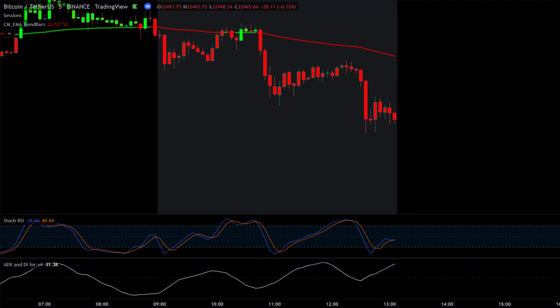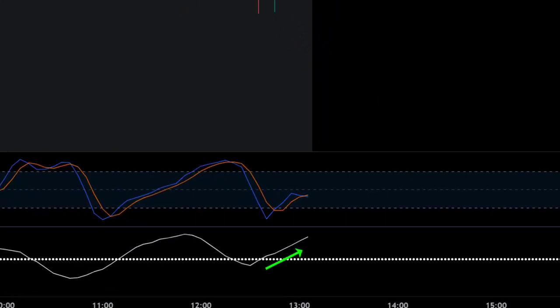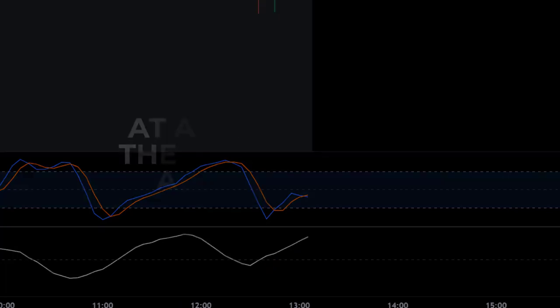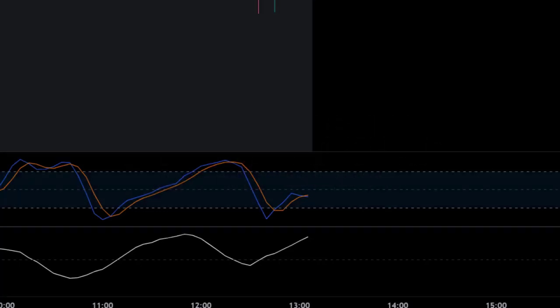With Rule 3 now comes the difference. We now want the white line of the ADX and DI indicator to move above the 20 level and be in a rising trend. So, for a buying position, this line had to move below the 20 level, but for a selling position, the line has to move above the 20 level. This is now the case.